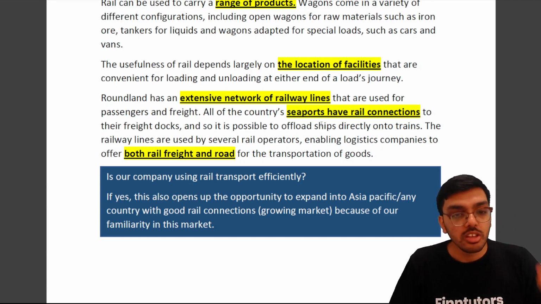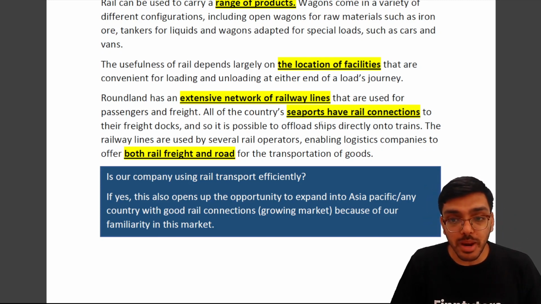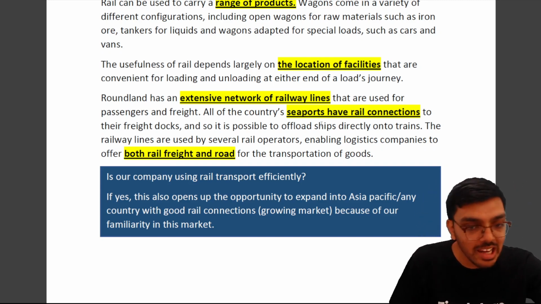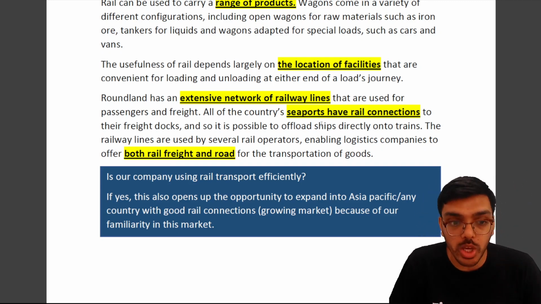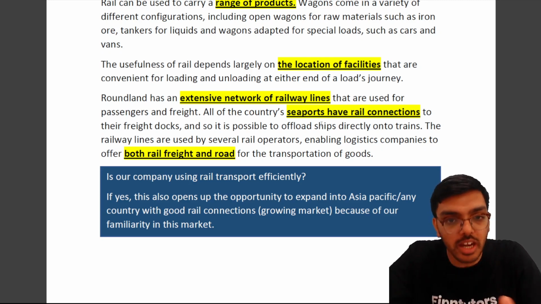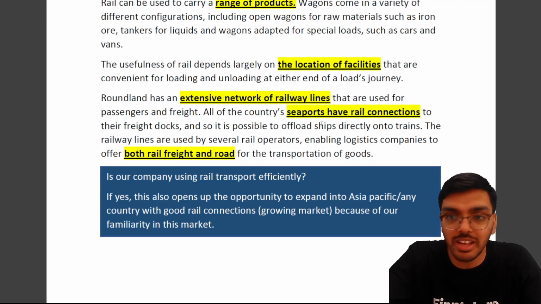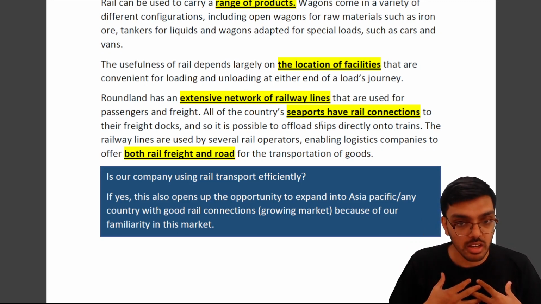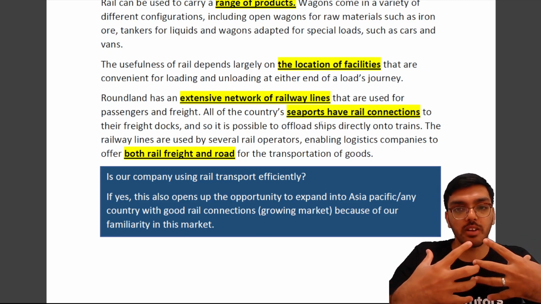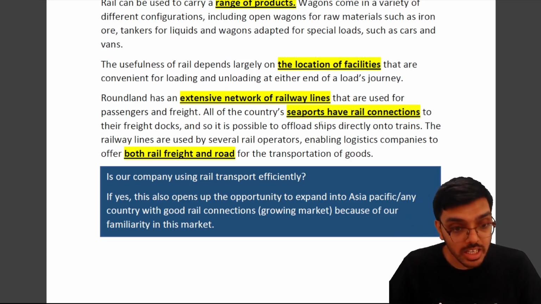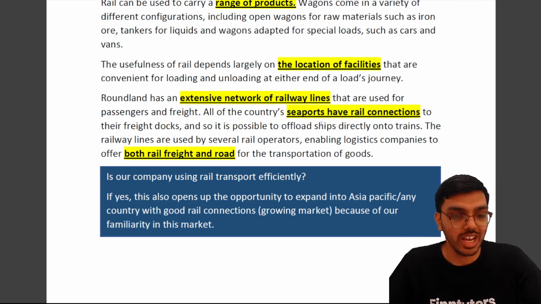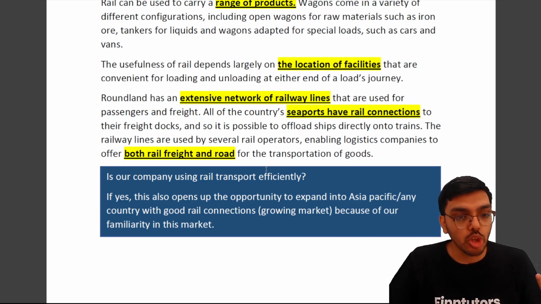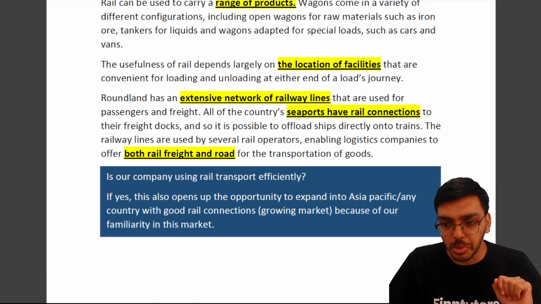If yes, this also opens up the opportunity to expand into Asia Pacific or any other country which has good rail connections and which is a growing market, because of our familiarity in scheduling and using rail transport. That's our familiarity, right? So can we use this comparative advantage to expand into countries that have good rail connectivity? Something to keep in mind in terms of an expansion thought. That is why I've brought it up to you.